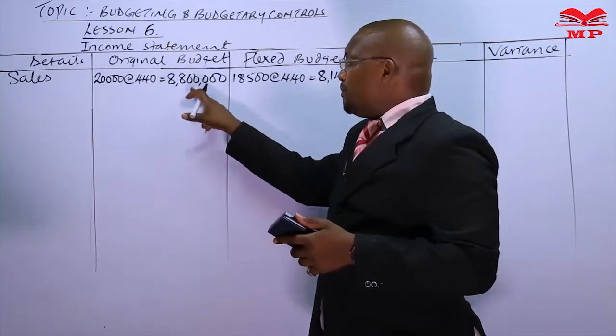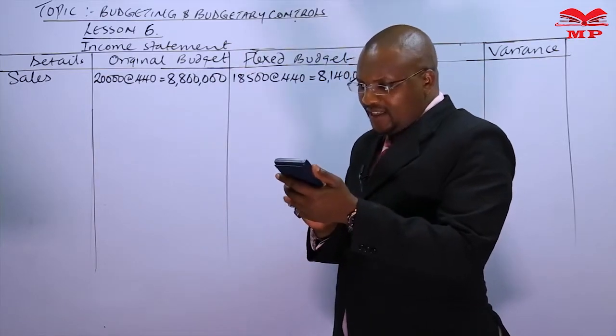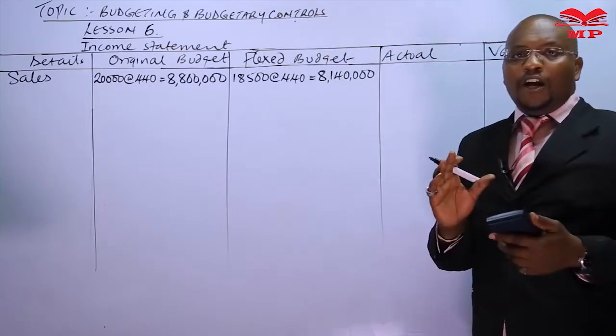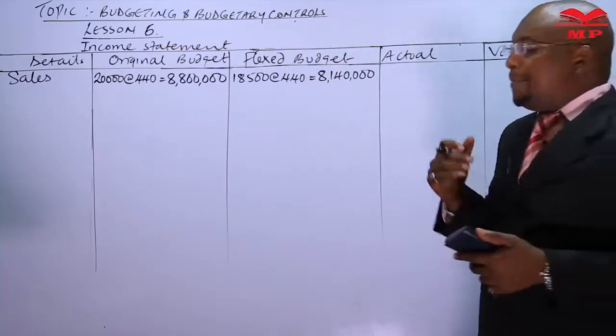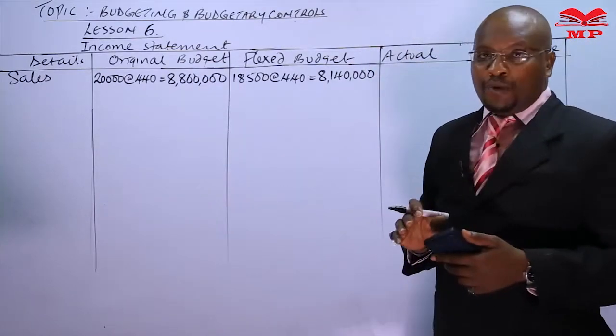Should we multiply this one by 92.5%? This is 8,800. This is giving us 8,140. That is how the flexible budget is. So we are flexing. We are prorating the original budget at that level of actual production.